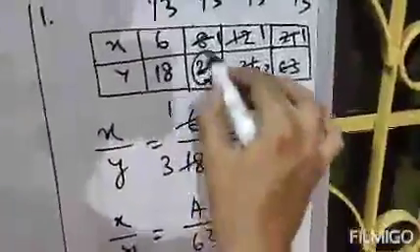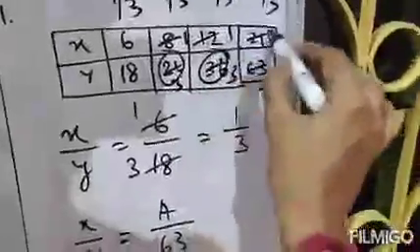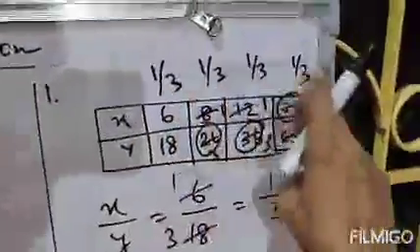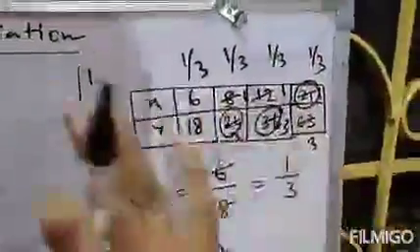Clear? So the values of y will be 24 and 36, and the value of x will be 21. So we will solve this type of question in this way. Clear? Just don't write this 1 by 3 over there in your exam. I have done this just to help you understand better. Clear? So in this way we will solve these questions.